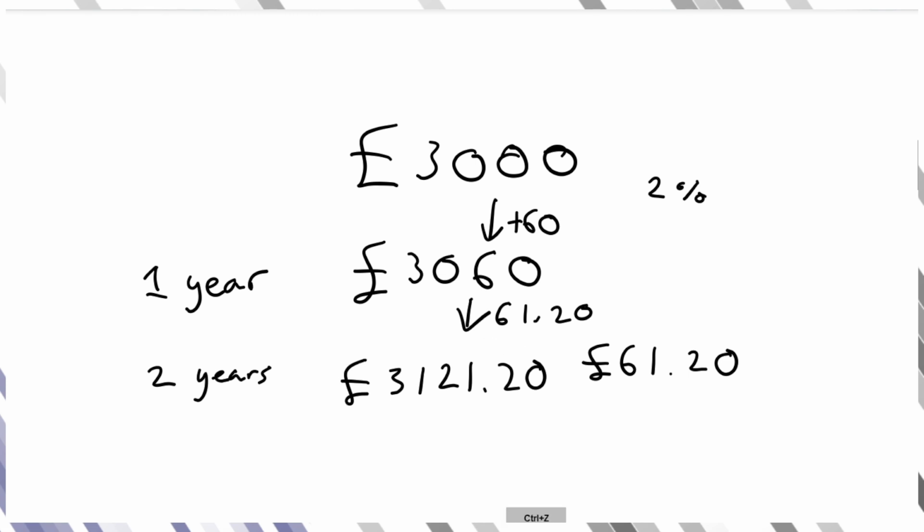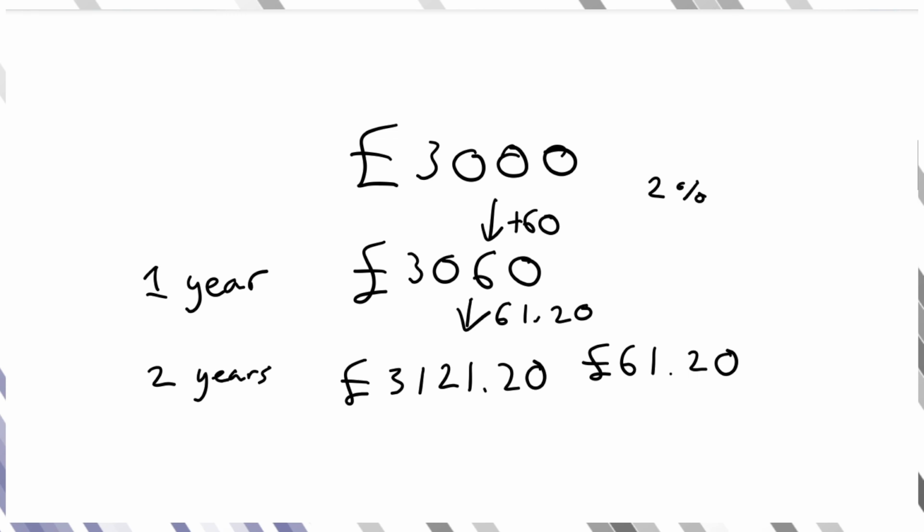And then after 3 years things start getting really complicated, because we would get 2% of that new amount, £3,121.20 added onto that. That means we're getting interest on the interest that we got on the interest that we got from year one, which is very, very confusing. But there's an easy way to do this.